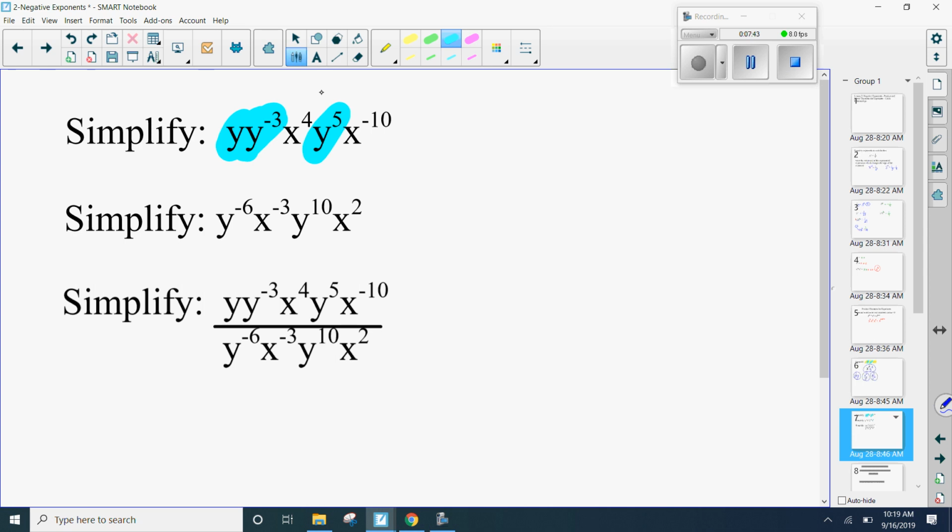So if I simplify, there we go. It's taking a little bit of time. It's going to be y to what power? Positive third. 1 plus 5 is 6 minus 3 is 3. X to the negative 6. There's your simplified answer.